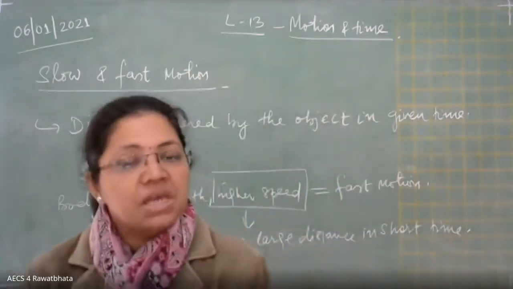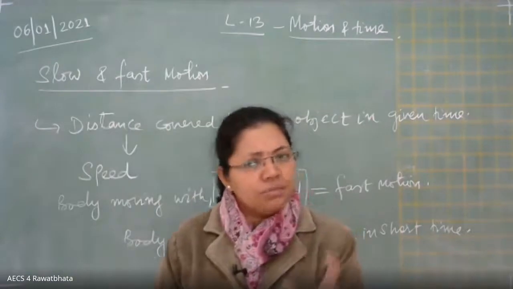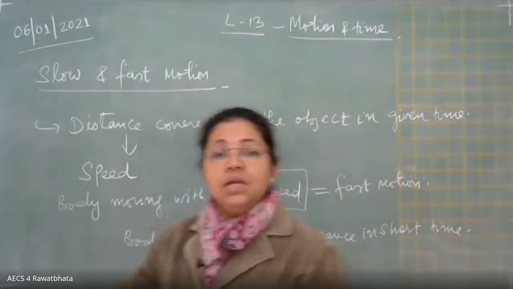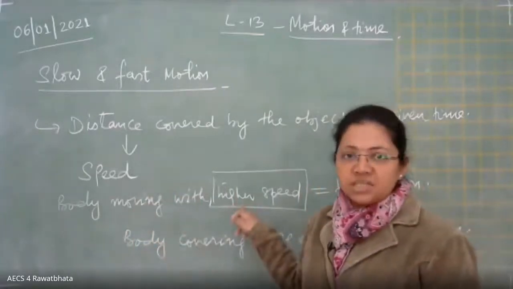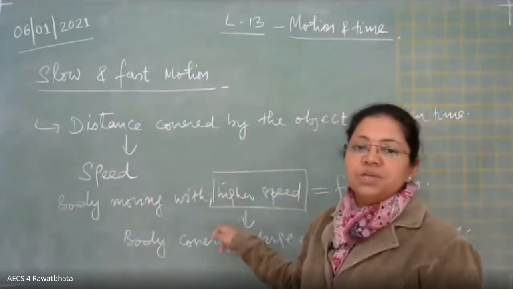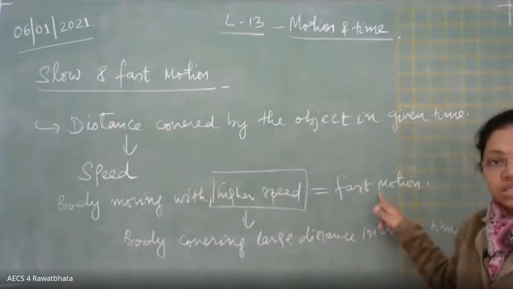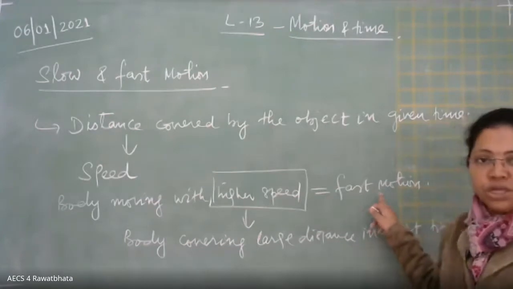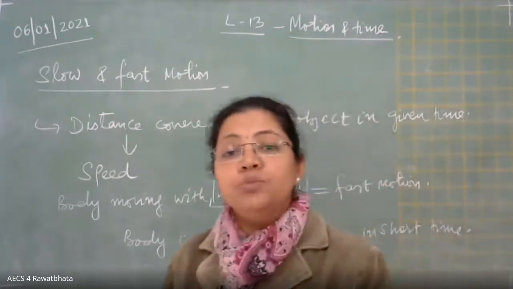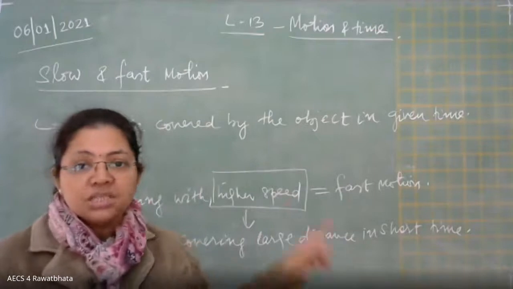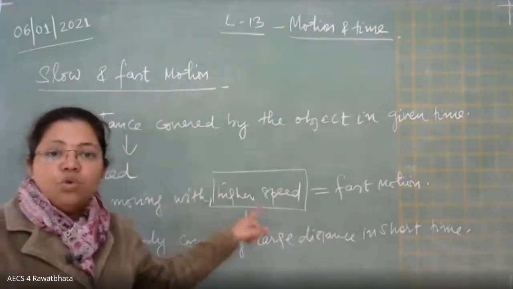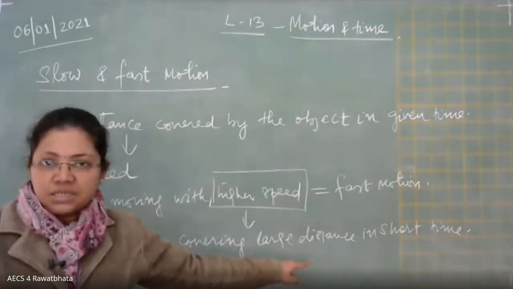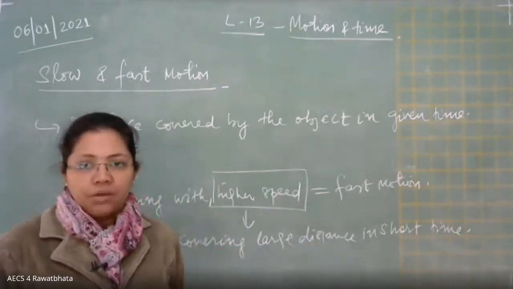High speed means the body is covering a large distance in a shorter period of time. जो मूविंग व्हीकल है, जो मूविंग बॉडी है, वो बहुत कम टाइम में बहुत लार्ज डिस्टेंस कवर कर रही है. So we say that the body is moving with high speed, and the body with high speed is said to move under fast motion. So if an exam question comes, define fast motion, or when will you say an object or a body is in fast motion, then the answer should be: when it is moving with a high speed, means it is going to cover a large distance in short period of time, right?